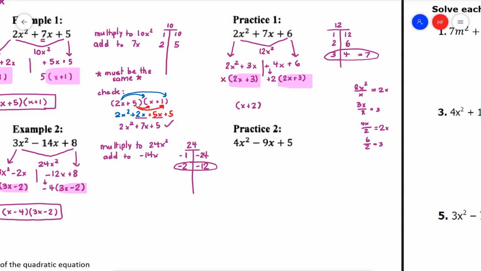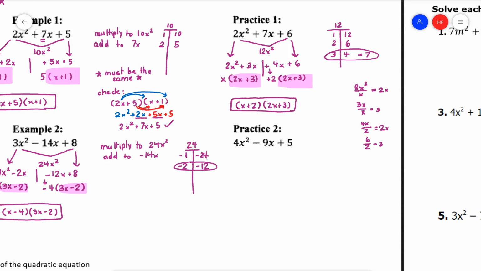Bring down the 2 on the outside together, x plus 2, and then 2x plus 3. So the reason I like using grouping to factor these where a is greater than 1 is because we do have that checkpoint. Are my parentheses the same? In other methods, we don't have that checkpoint, so you would have to go back and use the whole process to check, is my answer correct?